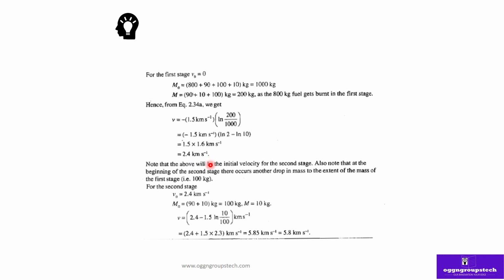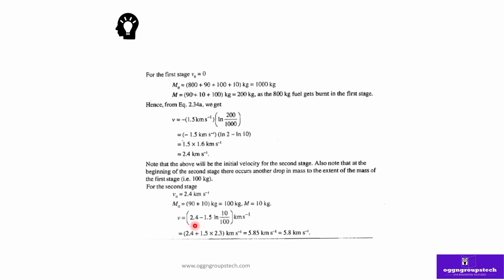km per second. Now again, if you see all the above initial values for the second stage, also note that at the beginning of the second stage there occurs another drop in mass to the extent of the mass of the first stage. So for the second stage, v naught is equal to 2.4 kilometers per second, then m naught is equal to 90 plus 10, which is equal to 100, and m is equal to 10 kg.